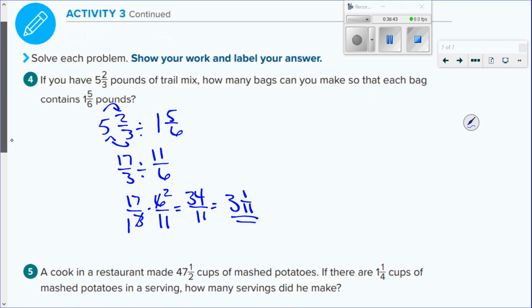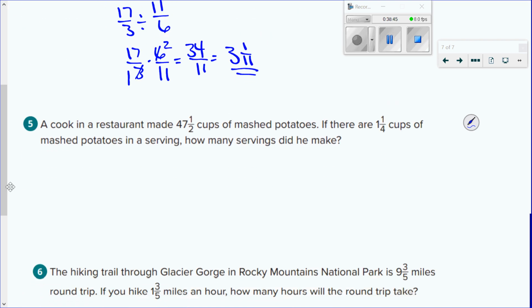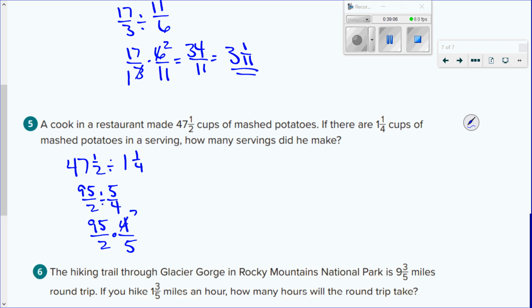Okay? Number 2, 47 1/2 divided into 1 1/4 servings. Excuse me, that's going to be 95/2 divided by 5/4. Now I do my multiplying by the inverse. I have another reduction. 5 is actually going to go into 95 19 times. Now it's just multiplying. 38.